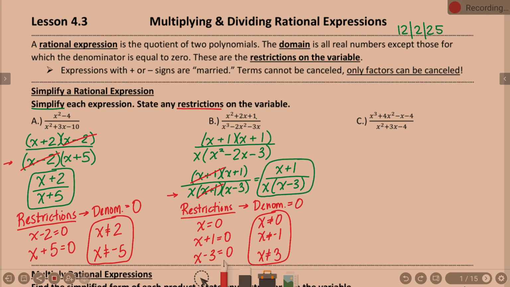Okay, so we've got 3 restrictions here. Okay? All of that to say, first one we had 2 restrictions. Here we had 3 restrictions. You might only have 1 restriction. You could have 5 restrictions. It just kind of depends on the problem. As we get into our multiplying and dividing, you'll see more restrictions on the variable, but any factors in the denominator, set equal to 0. Okay?